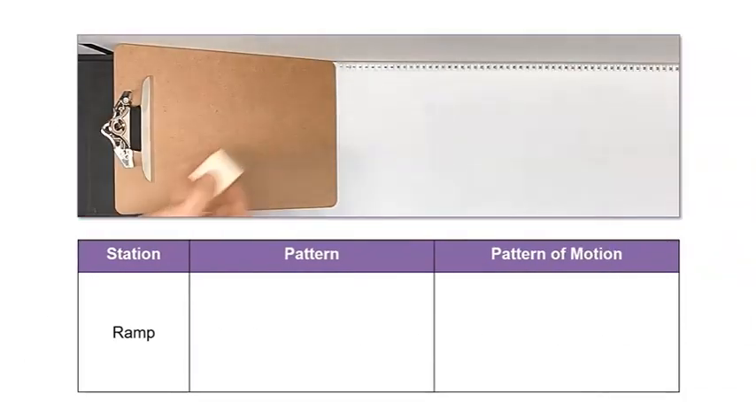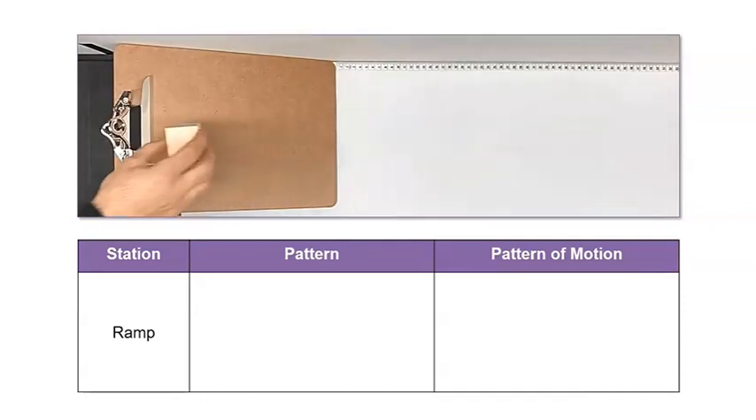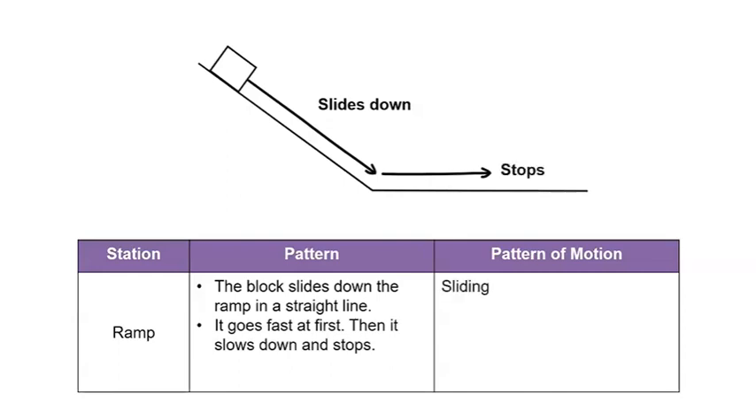Oh, that's right, the ramp station. What patterns do you remember from this station? Do you remember that the block slides down the ramp in a straight line? I also remember that it goes fast at first, then it slows down and stops. I think the word sliding describes this motion.